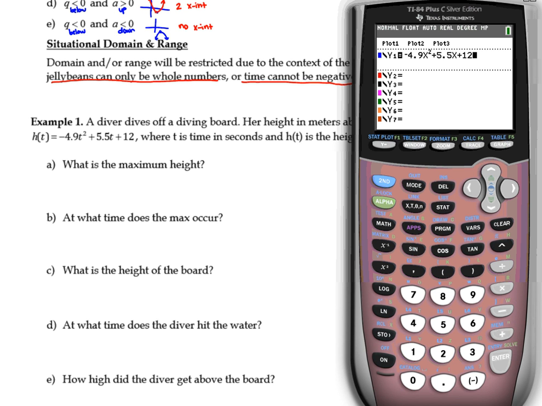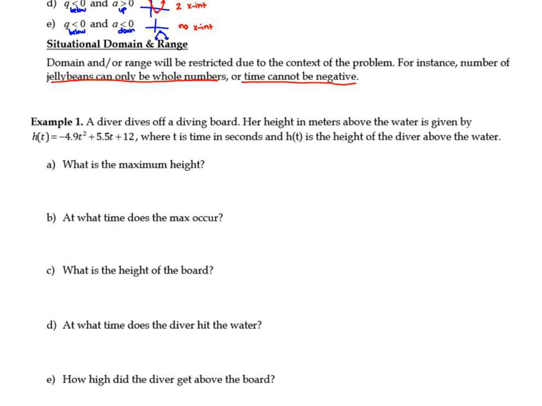A diver dives off a diving board. It's really important that you read the rest, okay? So that you understand the variables. Her height is meters above the water. So we're only looking at height above the water, and the time is in seconds. Okay, so we're graphing height versus time, but height of the diver above the water.